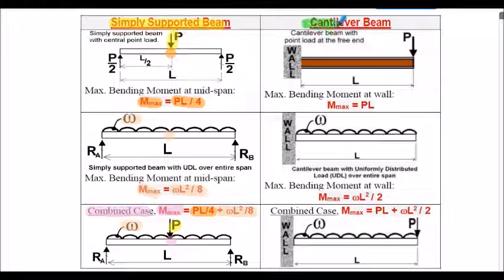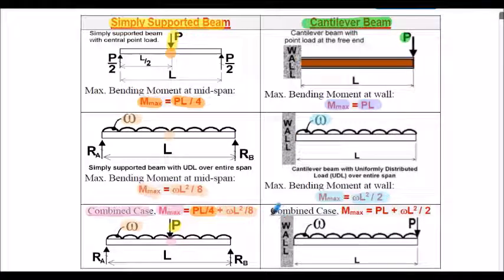For the cantilever beam, a similar approach. If we have the point load applied at the end, then the maximum bending moment at the wall in this case will be P multiplied by L. If we have a UDL along the entire length of the cantilever beam, omega here, then the maximum bending moment at the wall will be omega L squared divided by 2.